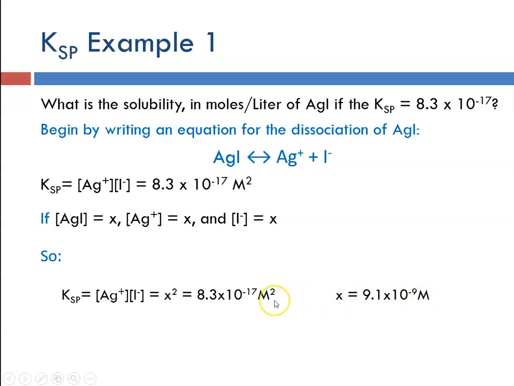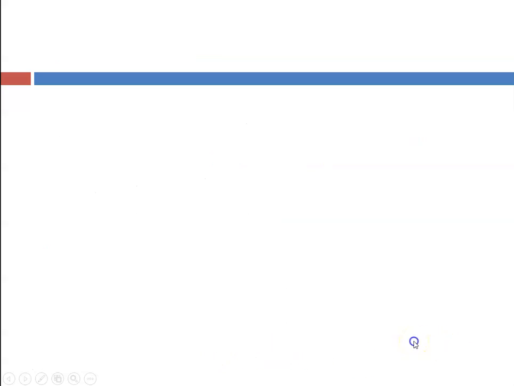So again, it's molar because we took the square root of molarity squared. So that means that X is equal to 9.1 times 10 to the minus 9, and X was what our silver iodide was. So our concentration of silver iodide, which is its solubility in moles per liter, would be 9.1 times 10 to the minus 9 molar.